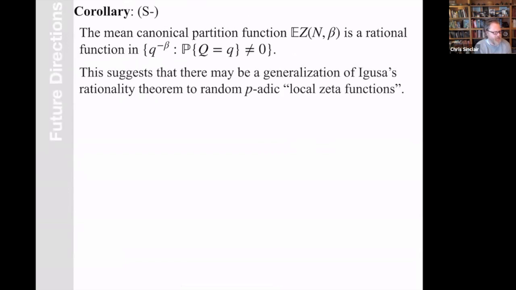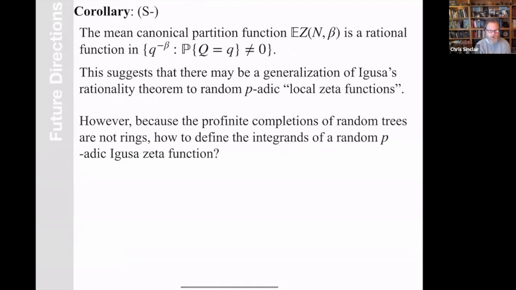This suggests to me that there may be a generalization of Igusa's rationality theorem to these random p-adic local zeta functions, right? So this is hard though, right? Because when you look at an Igusa zeta function, it's classically defined, or the easiest cases are cases where you take the absolute value of a polynomial to a complex power and you integrate over some compact region. That's the simplest example of an Igusa zeta function, right? But on our trees, we don't really have the notion of polynomials. What is a polynomial on a random tree, right? I don't have arithmetic.